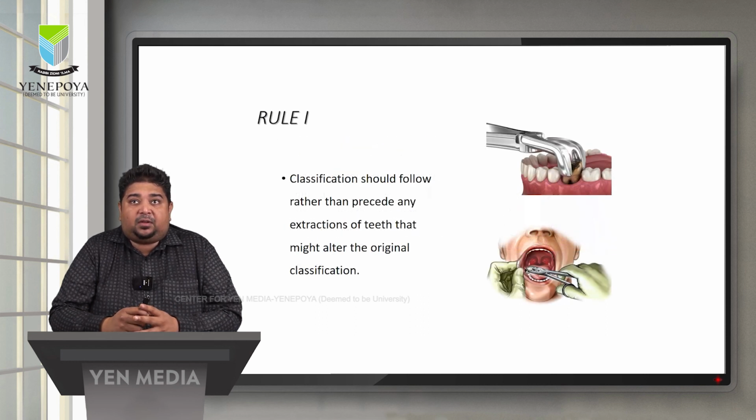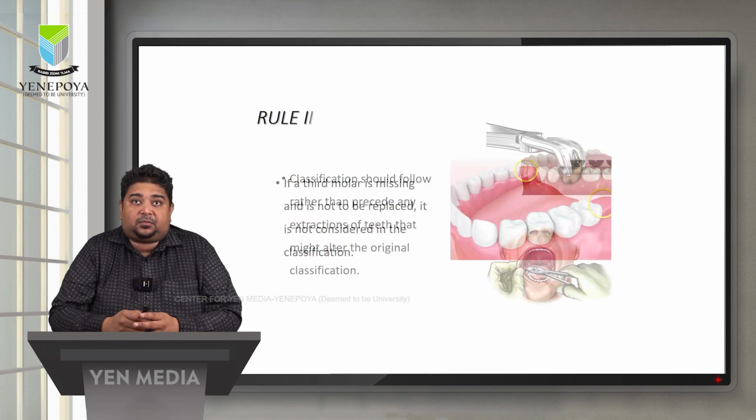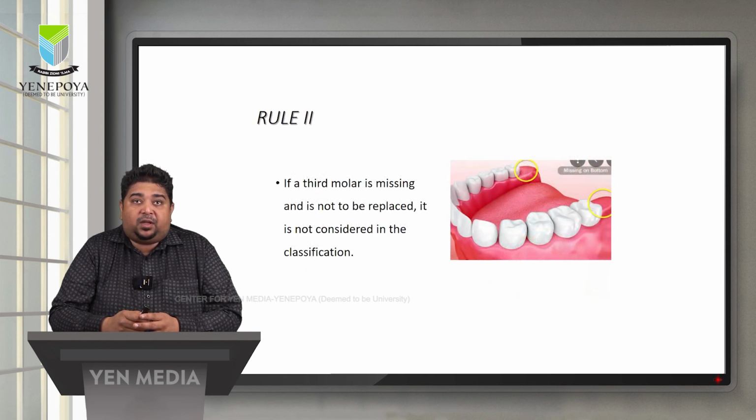Coming to Applegate's rules, he formulated 8 rules. So we start with rule number 1. He said that the classification should follow rather than precede any extractions of teeth that might alter the original classification. So basically, before we classify the arch, we need to extract all the abutments which are not favorable for support. Rule number 2, if a third molar is missing and we do not replace it, it is not considered in the classification.